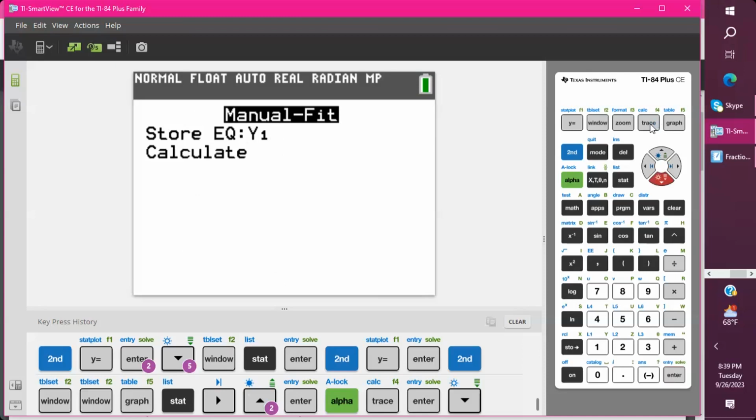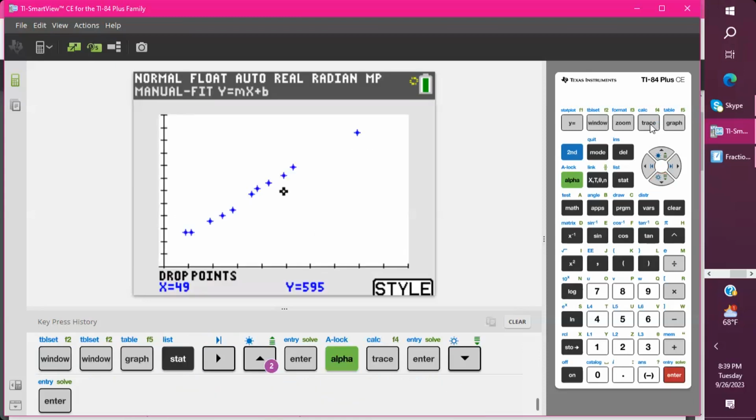I'm going to go down to calculate. I hit enter on calculate and it takes me back to my graph. You'll see some changes in the graph now and some things have been added. One, it says in the bottom left that I'm going to drop points. And I have this big black cursor in the middle of my screen. It says X is 49, Y is 595, and that's that actual point. If I use the arrows on the calculator, I can move that black cursor and my point values change.